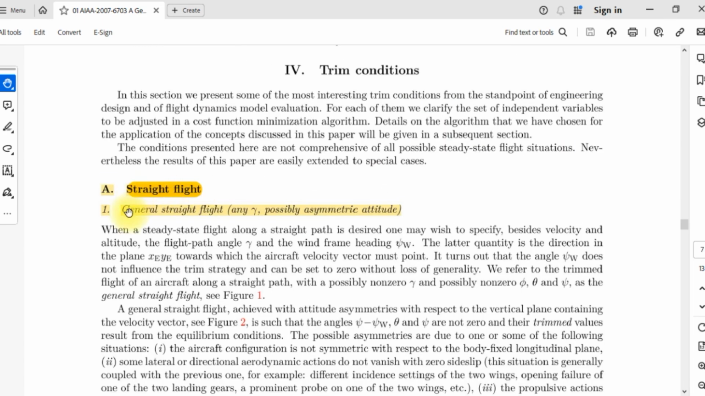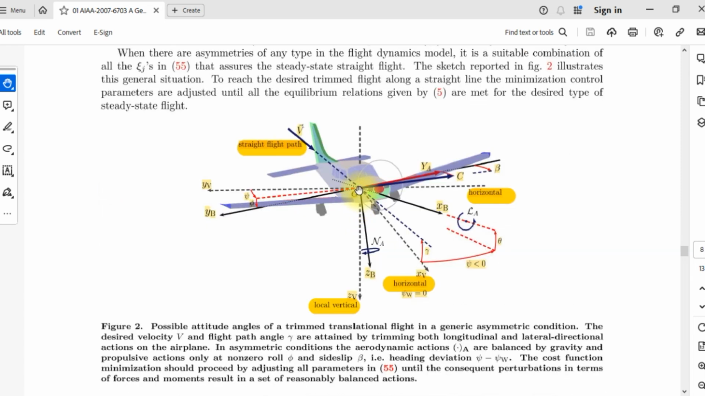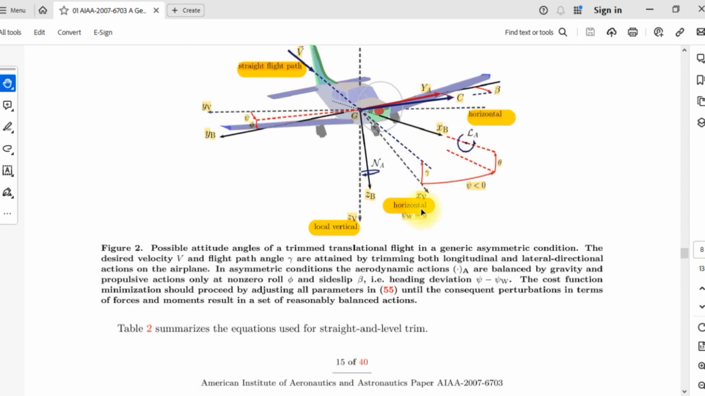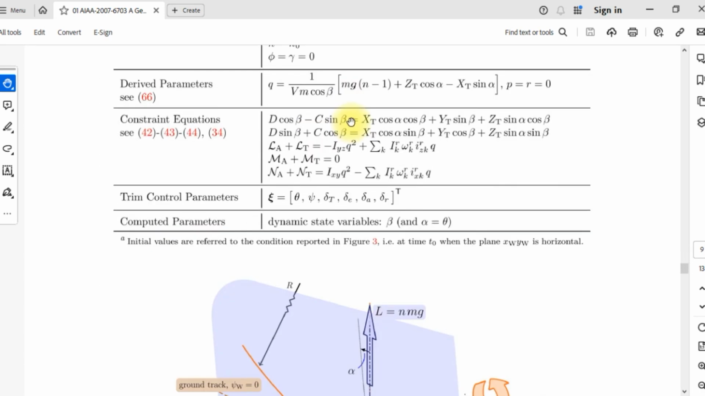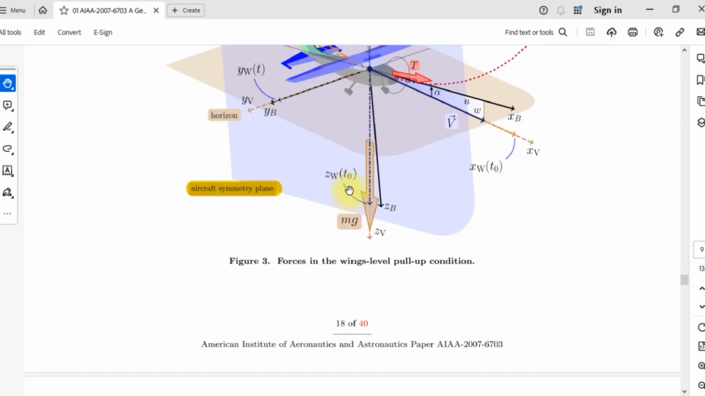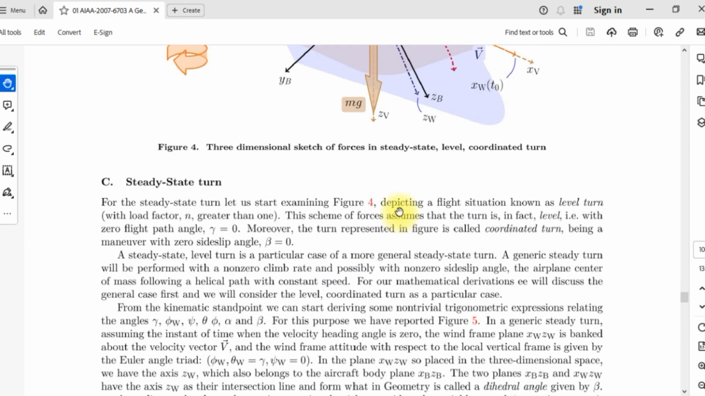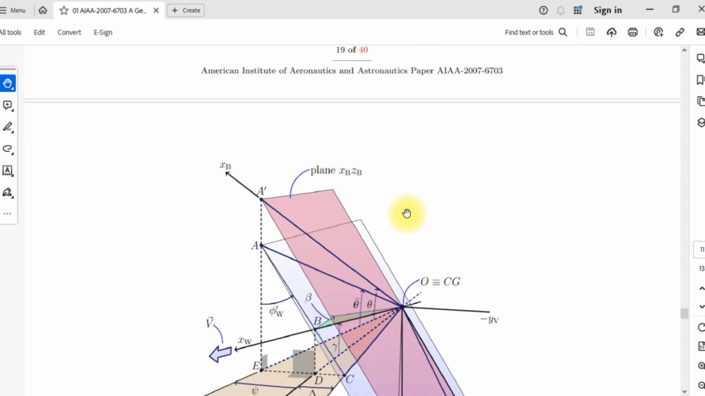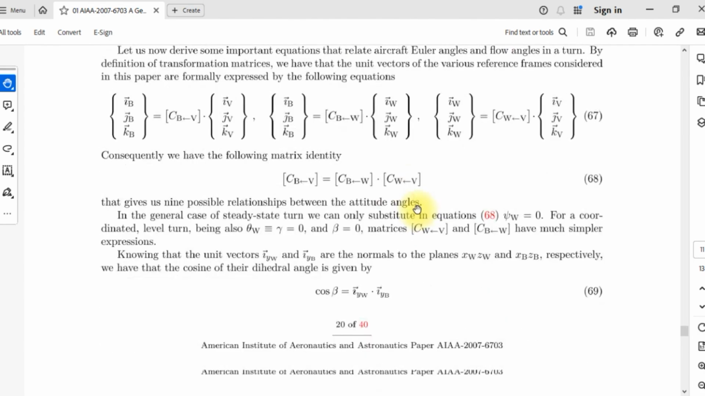Straight flight, general straight flight, and the possibility of symmetric flight. Here you have the horizontal. So this is the point of equilibrium. It has nothing to do with the point of gravity. More equations, and everything is done assuming a flat, non-rotating Earth.